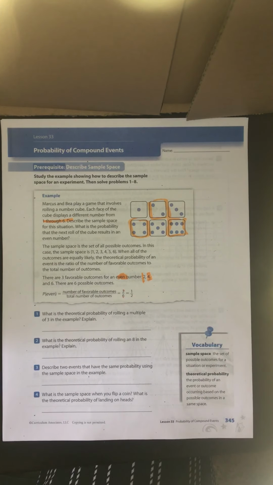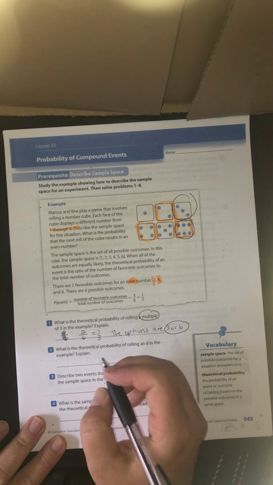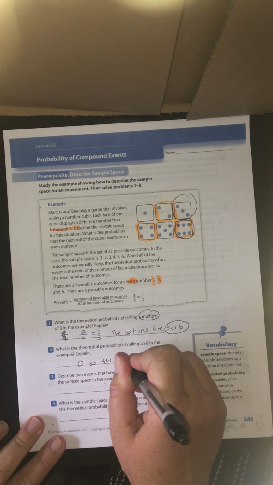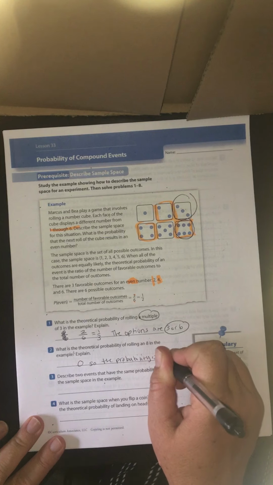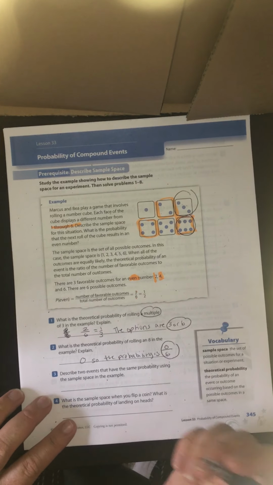What is the theoretical probability of rolling an 8? If you could see here, there is no ability to roll an 8. So the probability is 0 out of 6. Okay, because you always have to write a fraction for probability, so we're making it into a fraction.